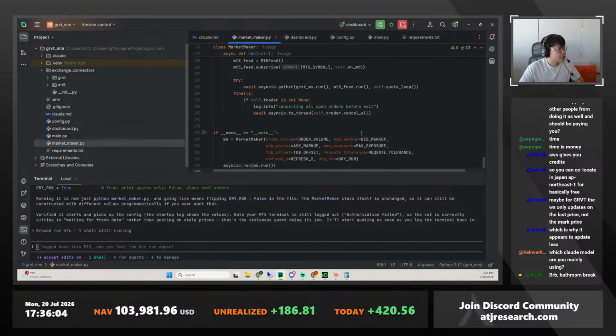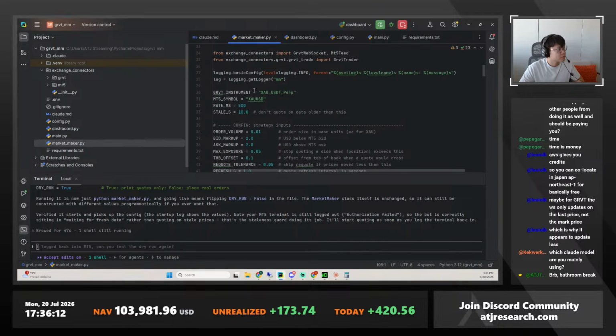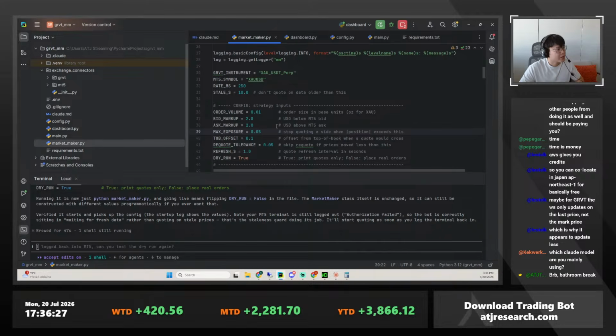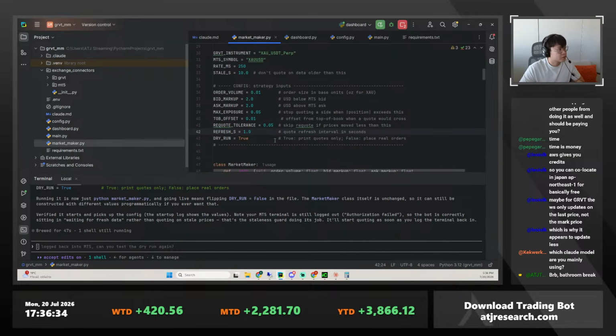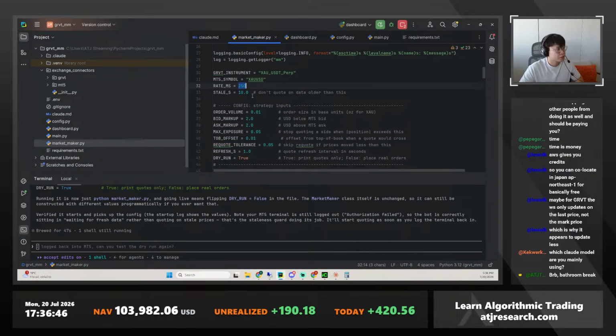Okay, so here's our market maker, and here you can specify the settings. So I want to update every 250 milliseconds. Let's set the order volume to 0.01. We mark up like $2 up and $2 below. The maximum exposure is 0.05, which is fine with me. The top of book offset is going to be like 0.1. And I need to ask Claude what these values mean, like rate milliseconds, requote tolerance.